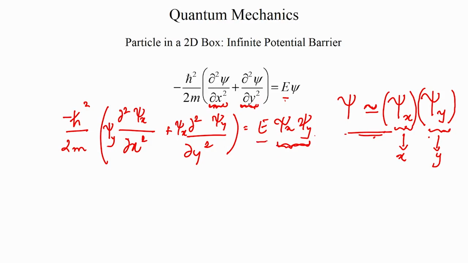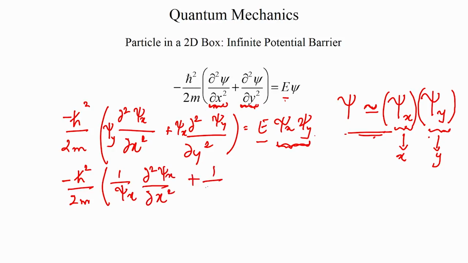Now E is a constant coefficient and therefore I end up with minus h square by 2m, and I'm going to divide throughout by psi x psi y: 1 by psi x dou square psi x by dou x square plus 1 by psi y dou square psi y by dou y square is equal to a constant which is energy. So if you look at this particular term here, it's got 1 by psi x and dou square psi x by dou x square. There is no y component at all. There is no psi y, there is no y.